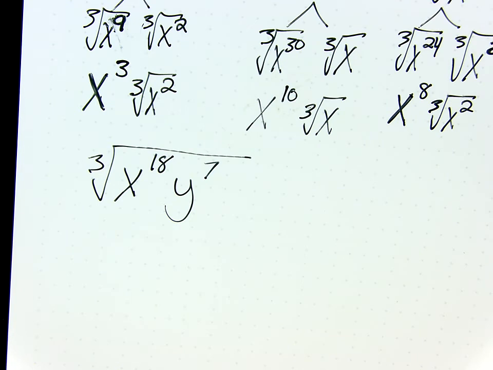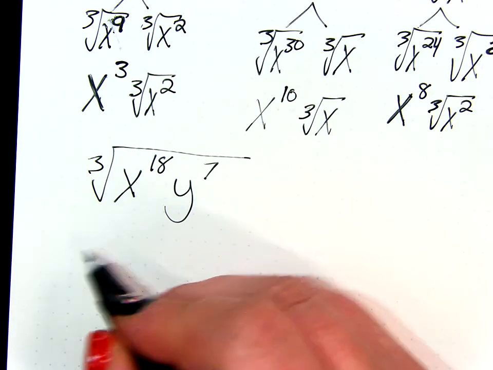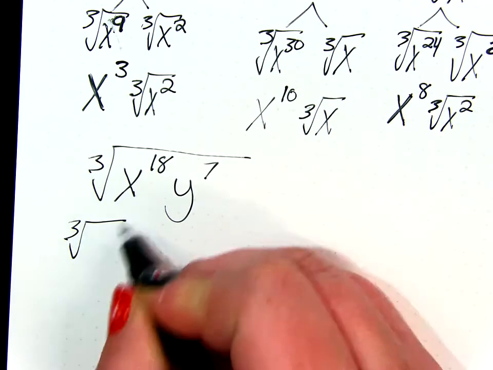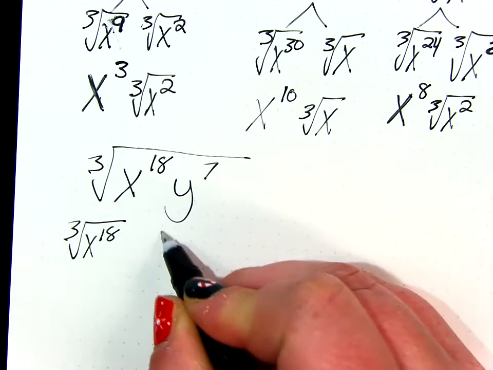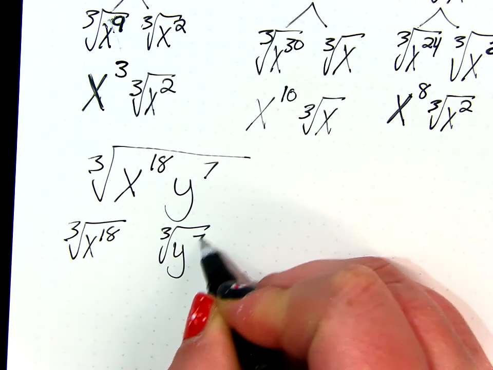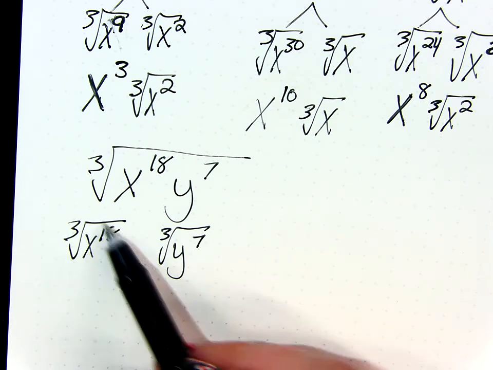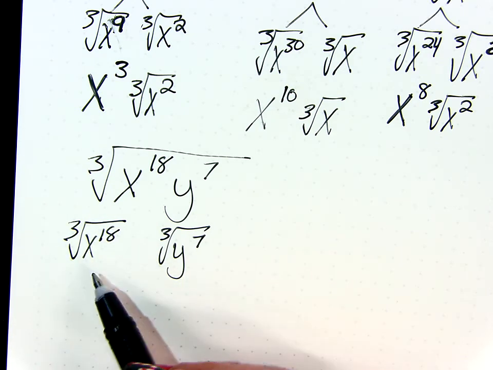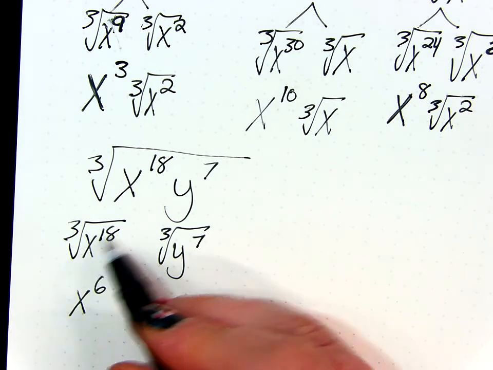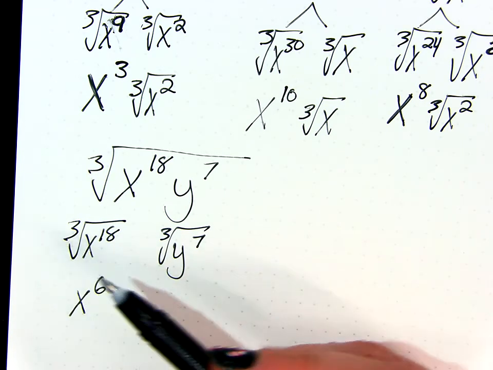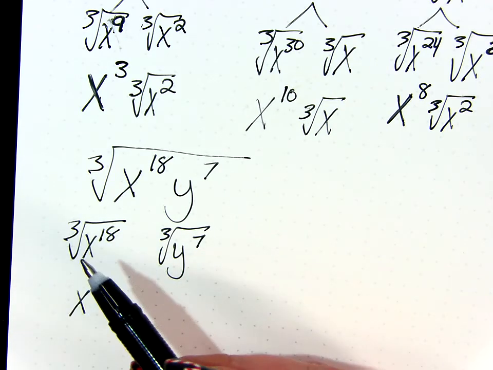I think I got it. So, first I might split them up. I'll handle the cube root of x to the 18th, and I'll handle cube root of y to the 7th. Kind of like they're two separate little mini problems. What is this? X to the 6. This one doesn't have to be split up. I can do 18 divided by 3. So that one's a nice one.